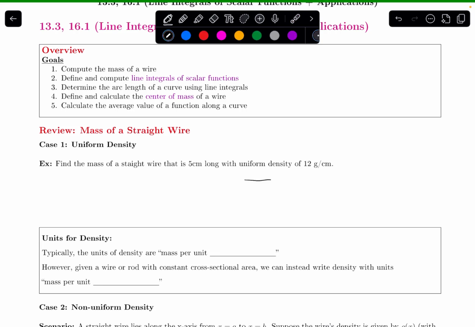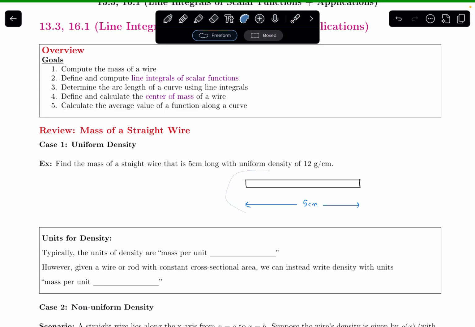So imagine we have this straight wire, and I'll draw like the end of the wire, and it tells me that it's 5 centimeters long. So the whole thing is 5 centimeters long. So uniform density means all the way through the wire, the density stays the same. It is constant the whole way through. It is evenly distributed.